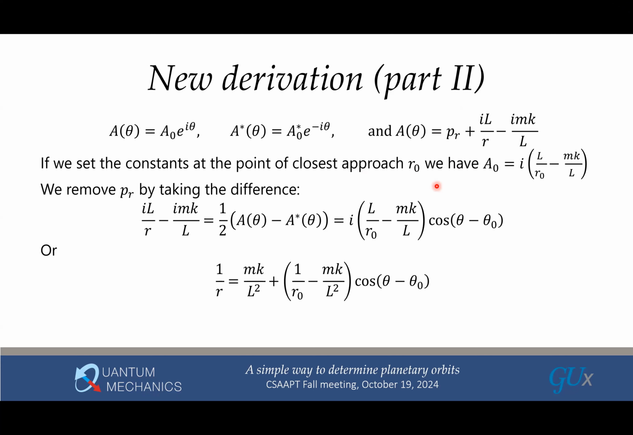Why are you considering the closest approach? We have to determine A0. The easiest way is that R0 is the point of closest approach. You could determine it at some other angle, and then R would be whatever the R is, but then you have to say what the PR is, which makes it more complicated. It's easiest to express the integration constants at the distance of closest or farthest approach.